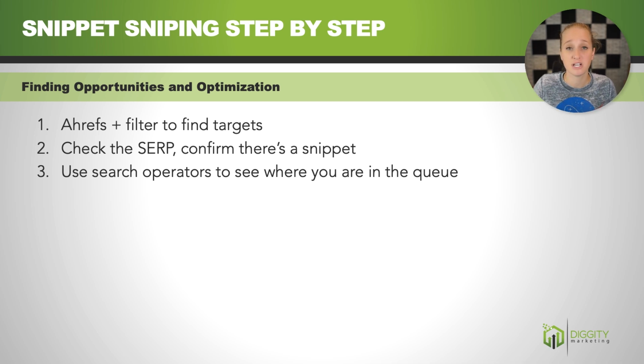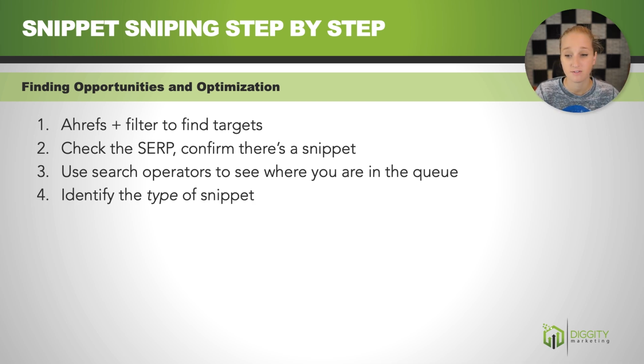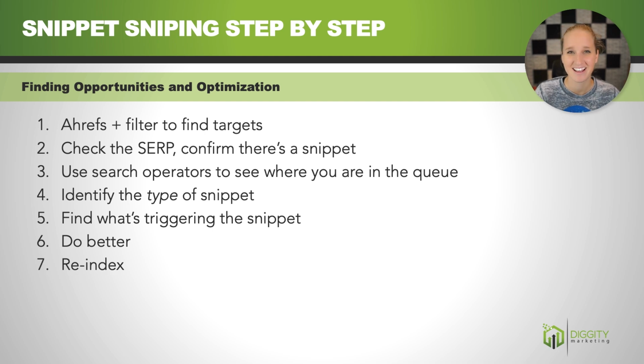The rest, I'm going to give the information to you, but I'm not going to go into detail right now. I'm going to go into detail in another video. So what you would do after you figure out the snippet exists and you're in the queue for it, you're going to identify the type of snippet. You're going to figure out what is actually triggering it. Do better, re-index it, and then recheck and repeat until you actually get the snippet.